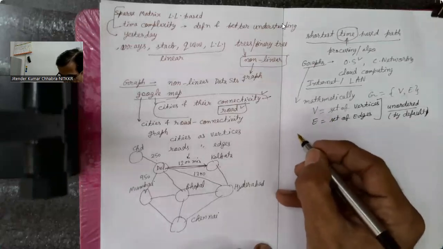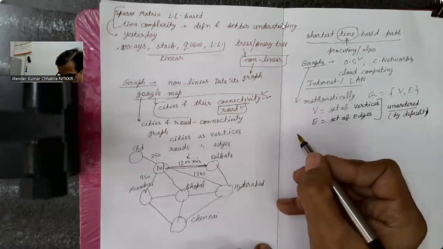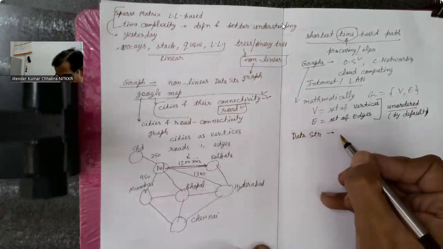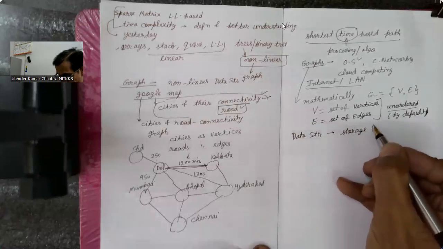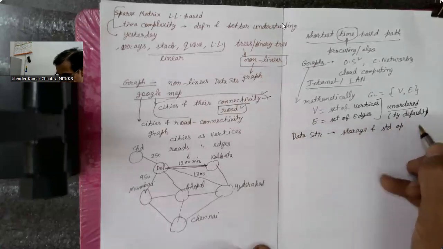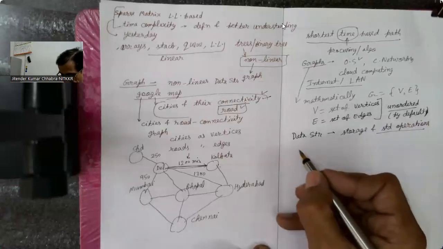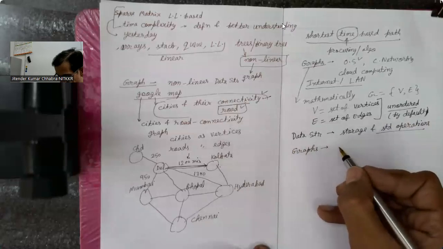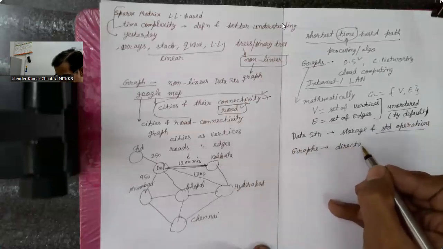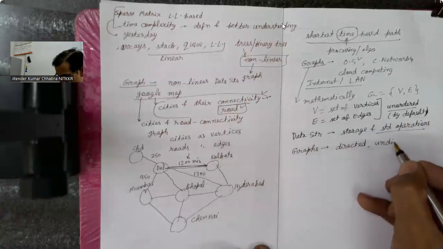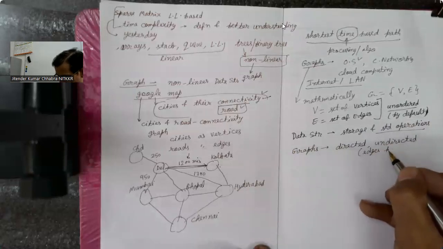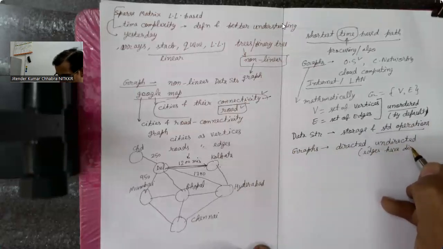Generally, if I talk of a graph as a data structure, we always have to talk in terms of their storage and some standard operations. So for graphs also, we will understand the storage and some standard operations. But before that, graphs can be directed or undirected, meaning if the edges have direction, then it is said to be a directed graph.